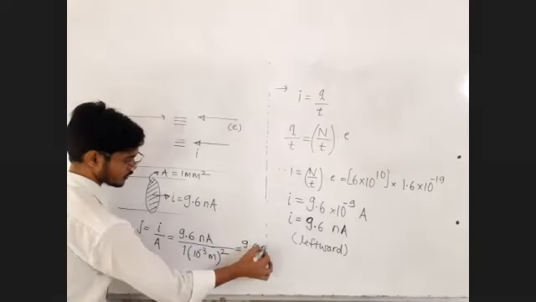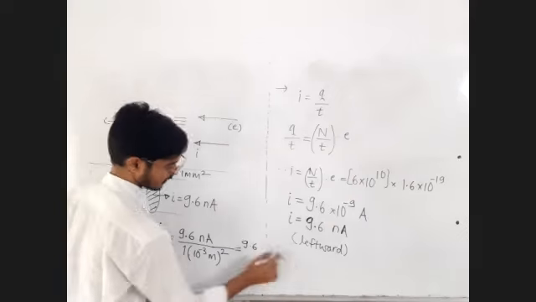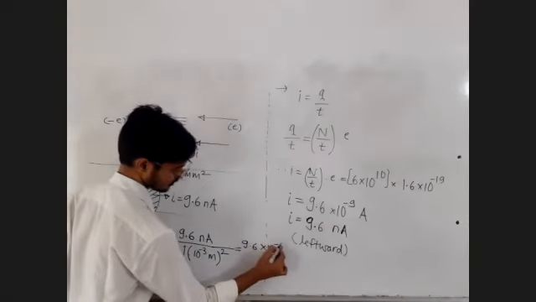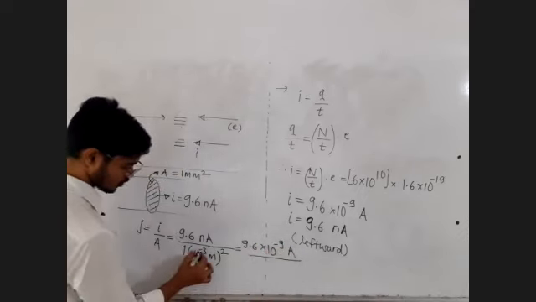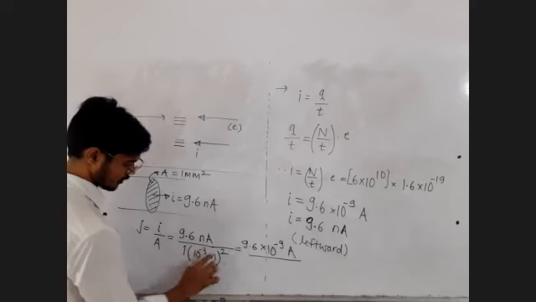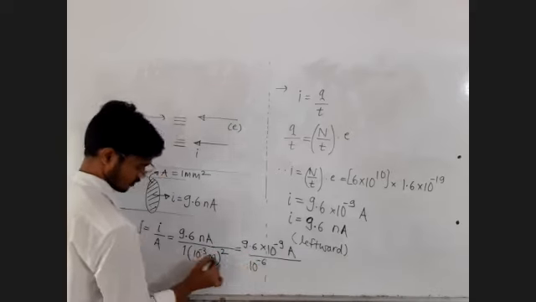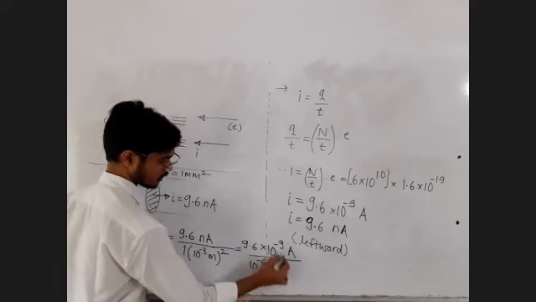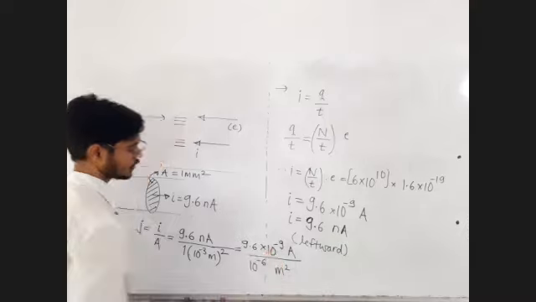So 9.6 nano ampere. Now you can replace this nano by 10 raised to minus 6, sorry, minus 9. That ampere as it is divided by this 10 raised to minus 3 into 2. Index of index is multiplication of index. Minus 3 into 2 is minus 6 meter square as it is. Minus 9 minus 6 cancel. That becomes minus 3 in the numerator.